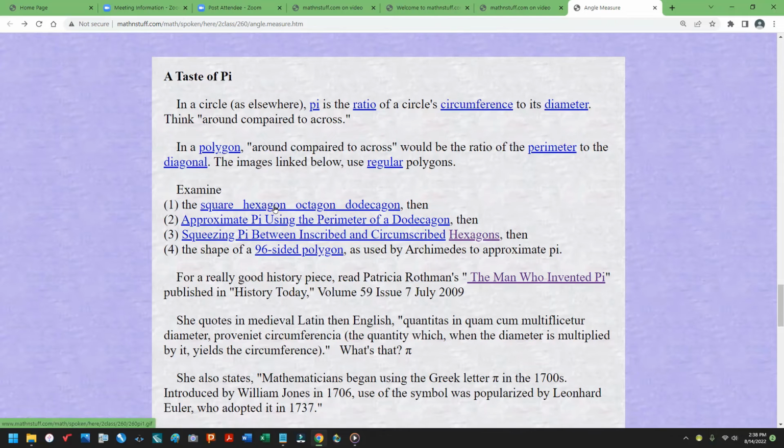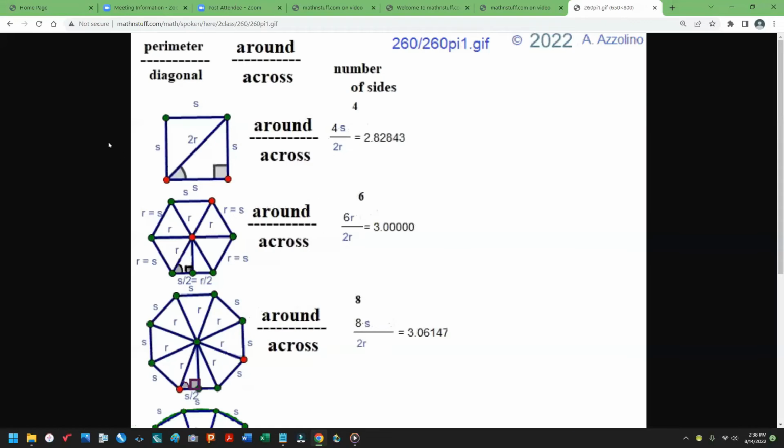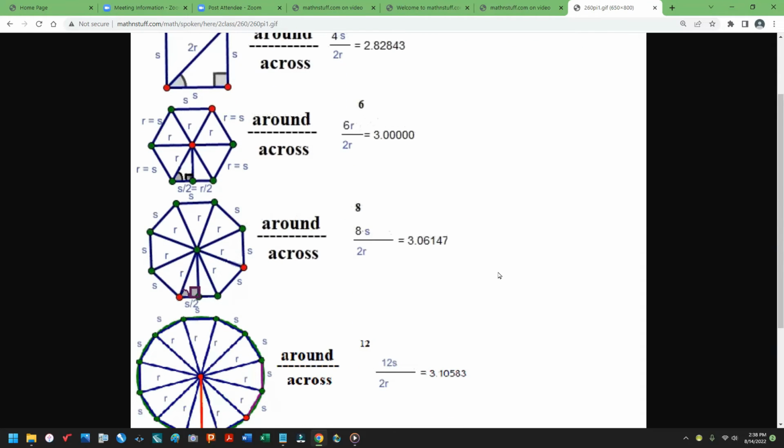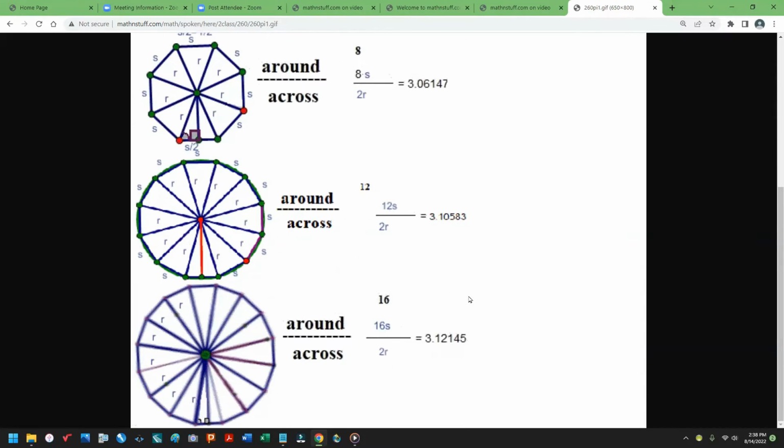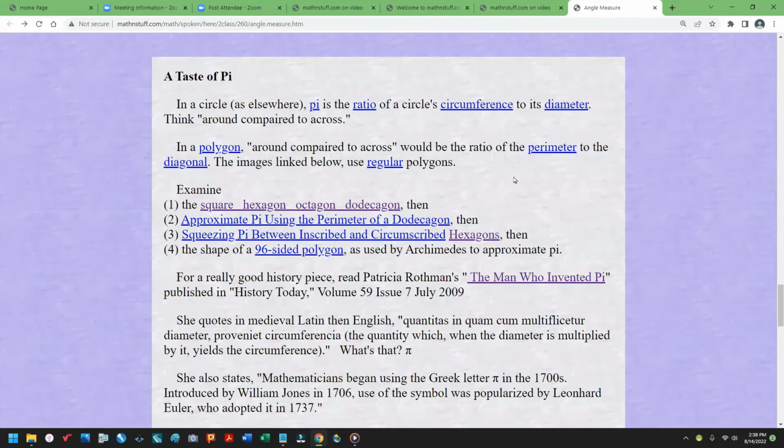Again, another look at square, hexagon, octagon, and decagon. Around compared to across. Around compared to across. Approximate pi using the perimeter of a dodecagon.